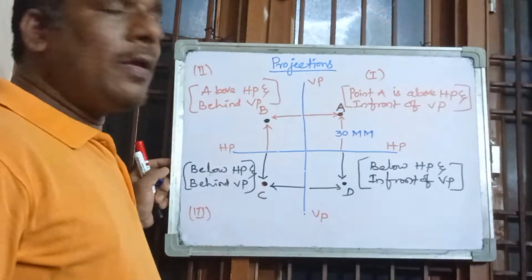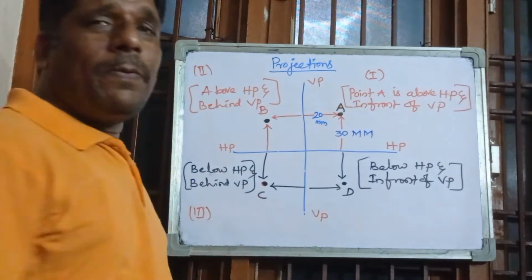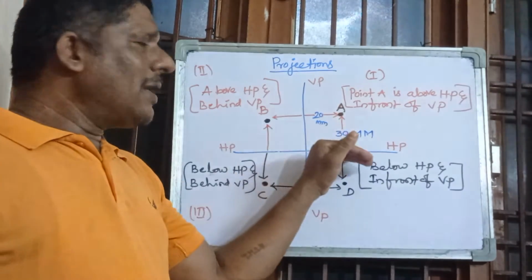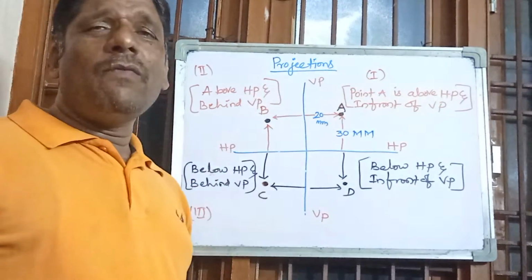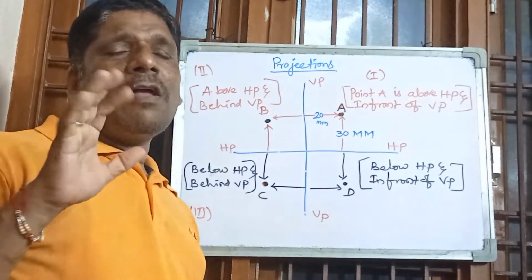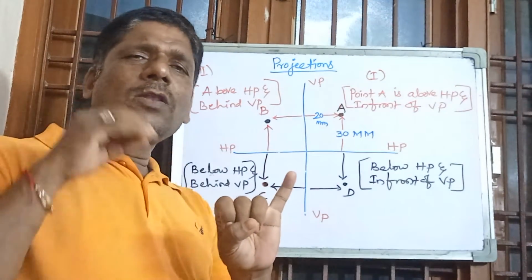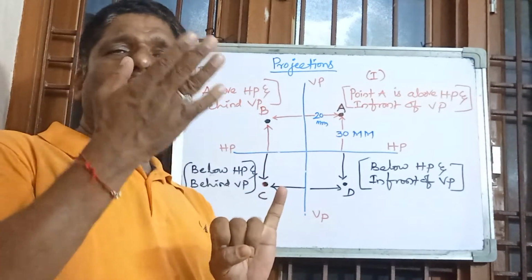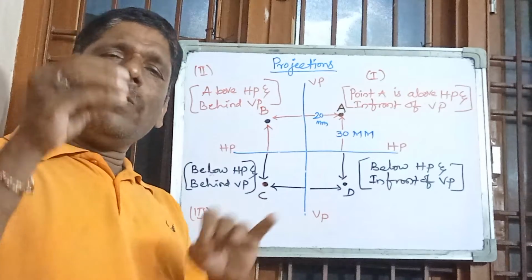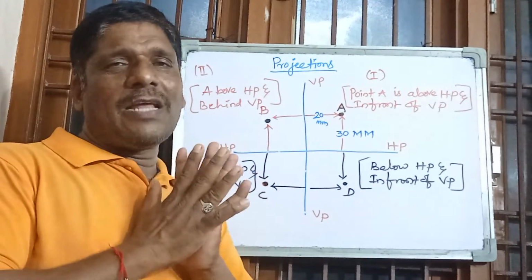30 mm above HP. And suppose from here 20 mm in front of VP. A question, for example, a point A is 30 mm above HP and 20 mm in front of VP. Easily we can say that above HP and in front of VP means it is first angle projection. So the angle of projection we can decide. Why? Because in the question itself it is given that the point A is above HP and in front of VP, which means it belongs to the first quadrant. Suppose the object is in the first quadrant, we must follow first angle projection. Very good. So the given question is first angle projection.